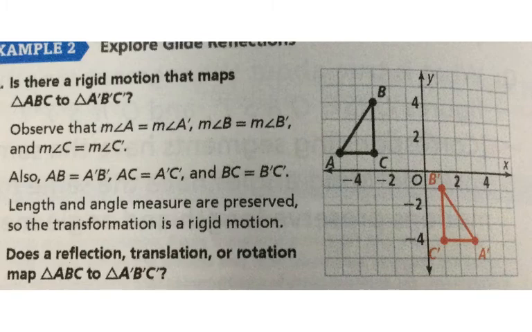So we've got triangle ABC, and we've got triangle A prime, B prime, C prime. We want to know, is there some kind of rigid motion that maps one to the other?